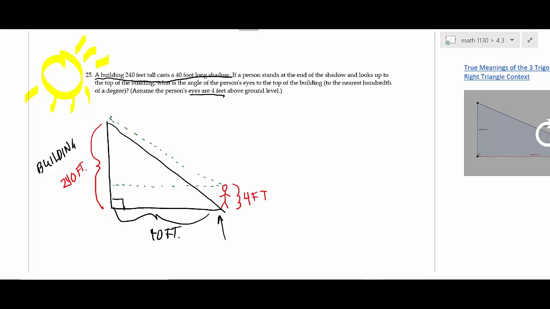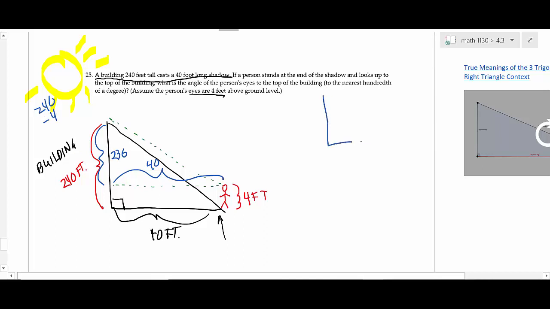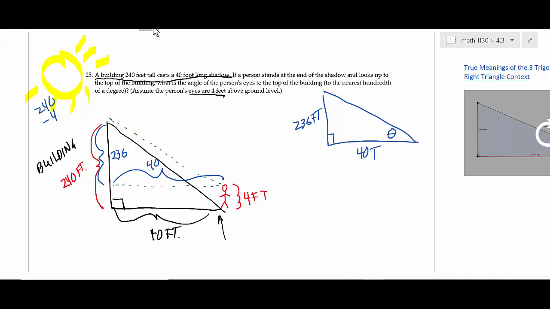So again, you've got to see what you have in that triangle. I have this distance right here, that's still going to be 40. But this distance right here is going to be 240 minus 4. That's the person's height, so that's going to be 236. Now I'm going to redraw this triangle because this is what matters in the problem. I've got 236 feet there, 40 feet there, and theta is what we're trying to find. So again, you want to talk out what you have, and it can be any of the three trig functions.